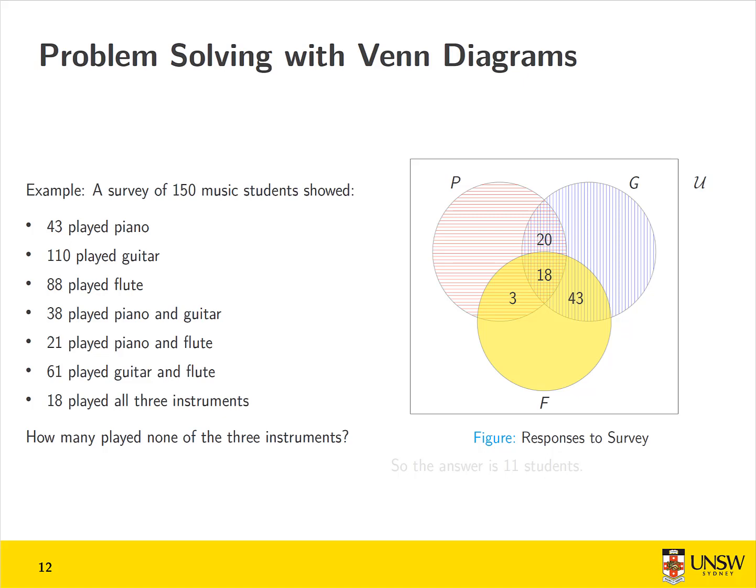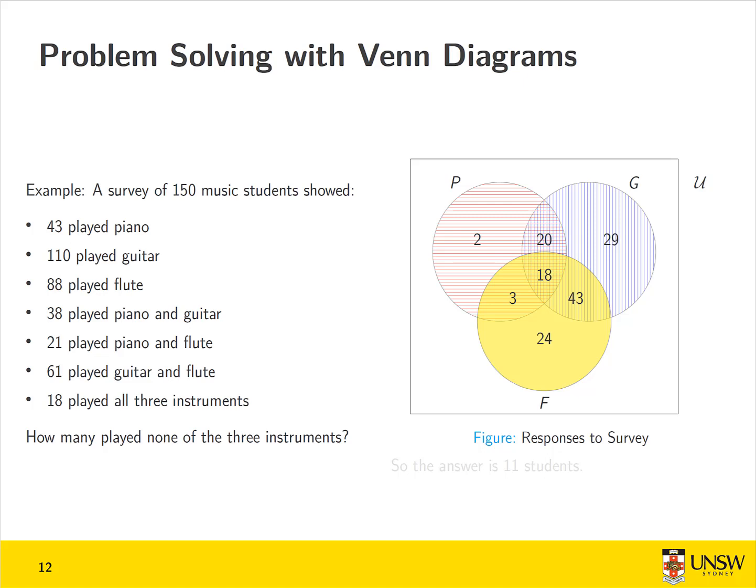Next, we know that 43 students played piano, so the remaining unnumbered section in set P must be the difference between 43 and the sum of the other sections in P. Since 41 students are already accounted for in the numbered sections of P, there must be 2 students remaining who played piano alone. Similarly, since 110 students played guitar, the difference of 29 must have played guitar alone. And since 88 played flute, the difference of 24 must have played flute alone.